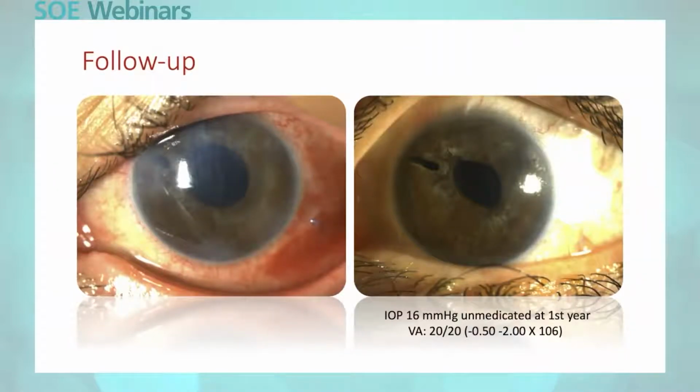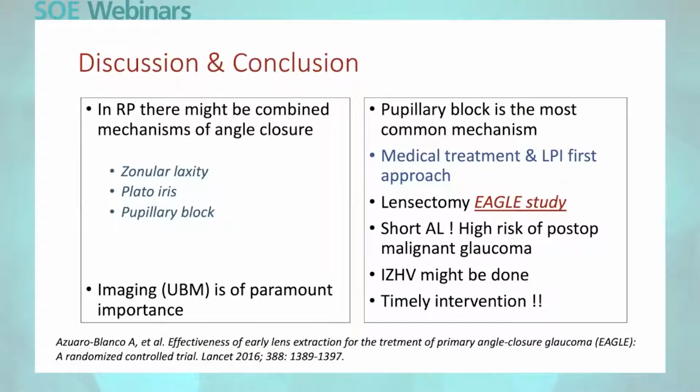And on the left-hand side, this is right after the operation. You can see the descemet membrane folds. And on the right-hand side, you can see the postoperative first-year follow-up of the patient. IOP was 16 millimeters of mercury unmedicated, and visual acuity was 20/20.